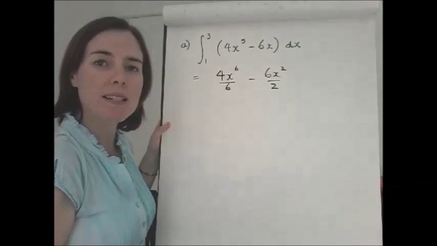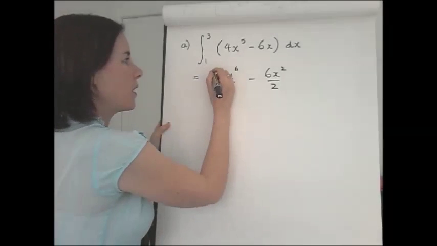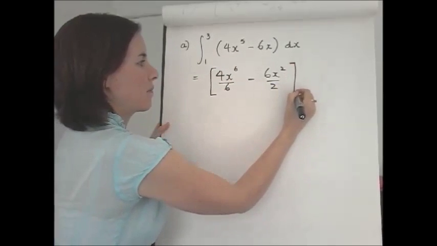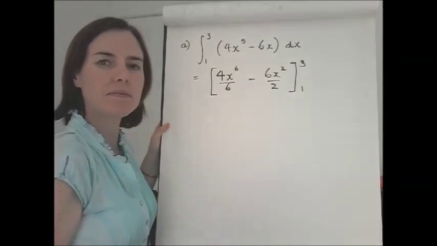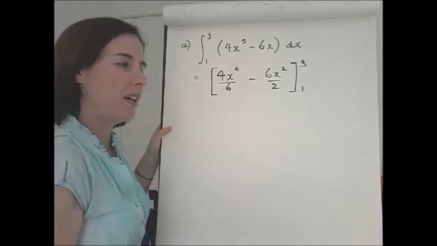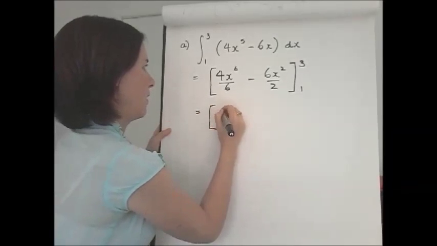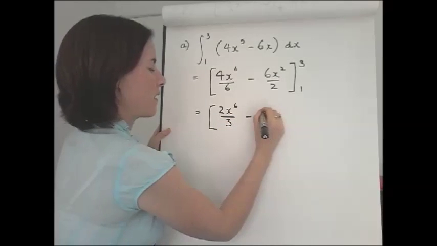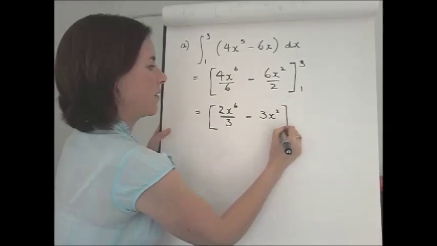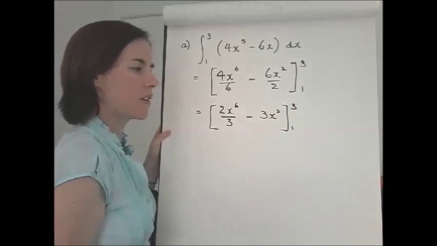But we don't put plus c. Instead, we put the expression in square brackets and write the terminals on the right-hand side. Now that can be simplified, so I'll do that. 2x to the power of 6 over 3 minus 3x squared, and I keep those terminals there.